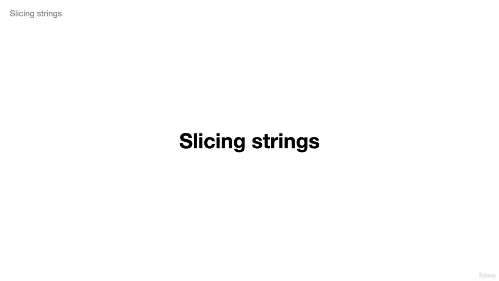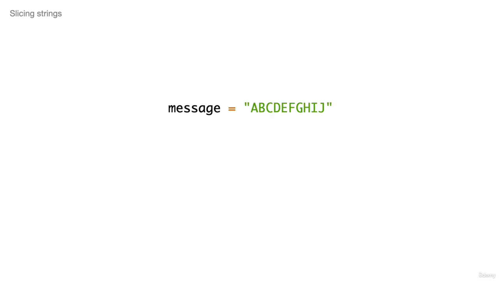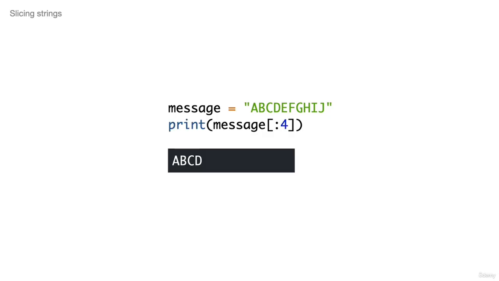Time to combine a few things. A string is a list of characters, and slicing works here too. Let me show you a common thing to do: buffering strings. Look at this message. How would you print the first 4 characters of this message? That's right, just use slicing. Chunks of characters can be used as packages to send through networks, for example.